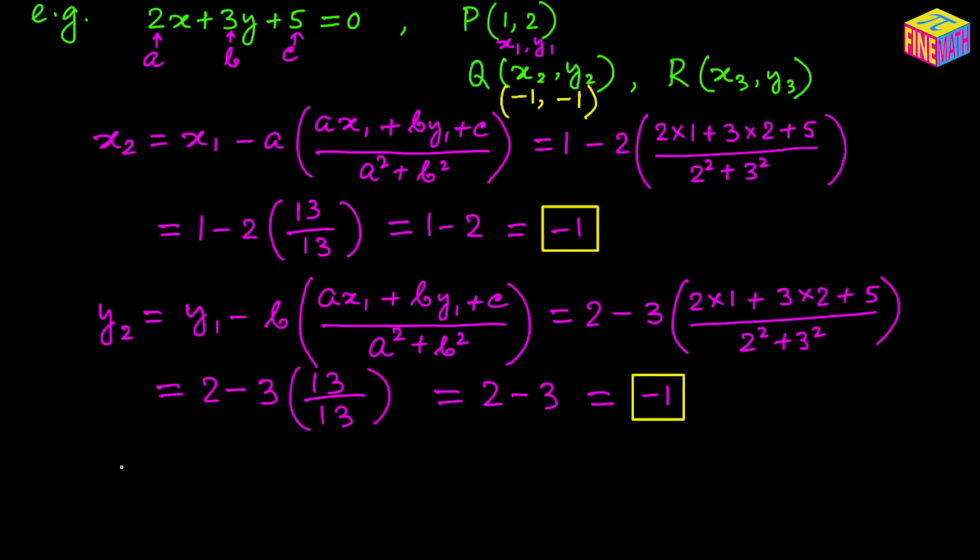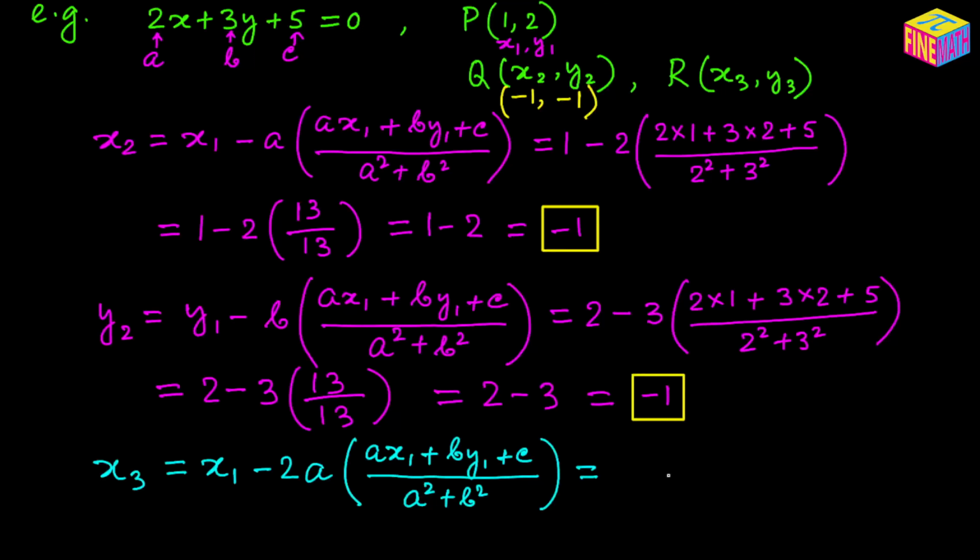For the coordinates of R, I am going to write it like this. x sub 3 is equal to x sub 1 minus 2 times a times that quantity. If we plug in the numbers, we have x sub 1, that is 1, minus 2 times a, which is 2, so that is 2 times 2, and times that quantity. We have already seen twice that the quantity is 13 over 13, so I am simply going to write 13 over 13, and that will be equal to 1 minus 4, and that is equal to negative 3. Alright, so we have found the value of x sub 3.